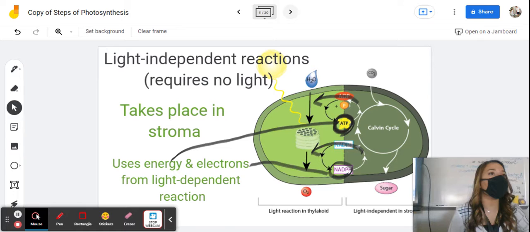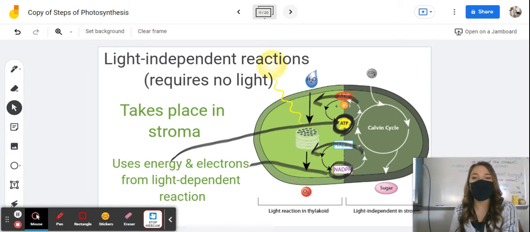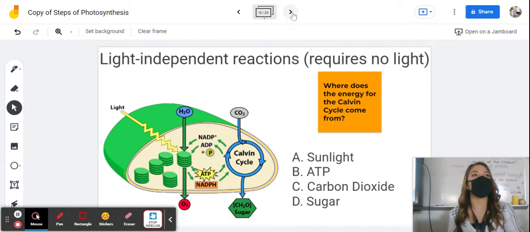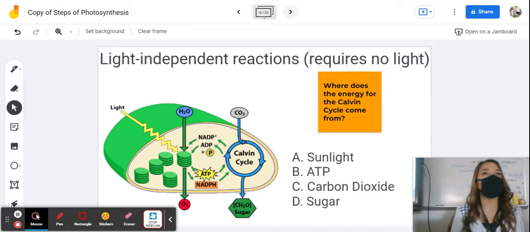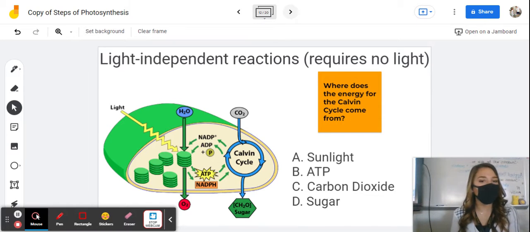So this is a multiple choice question. Slide 12 says, the light independent reactions, the Calvin cycle, the dark reactions, they need energy to occur. And I want to know from where. Tell me, where is the energy coming from to power the Calvin cycle?